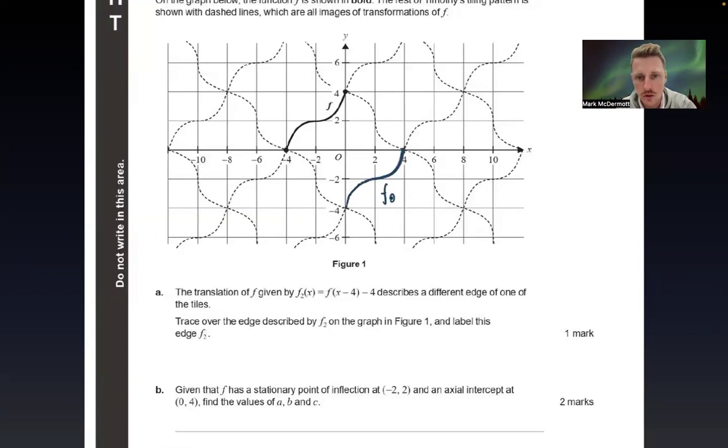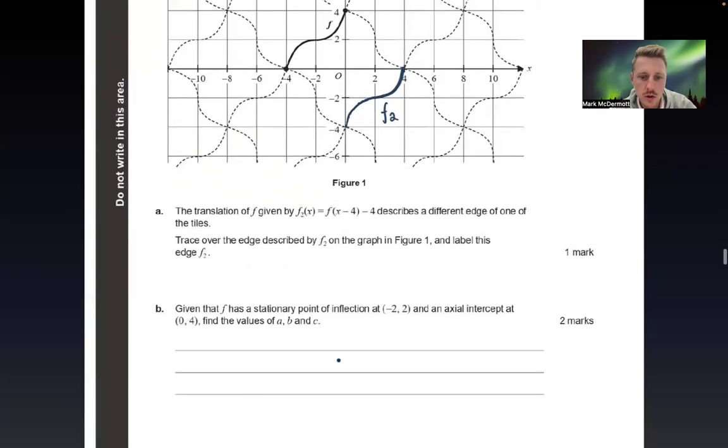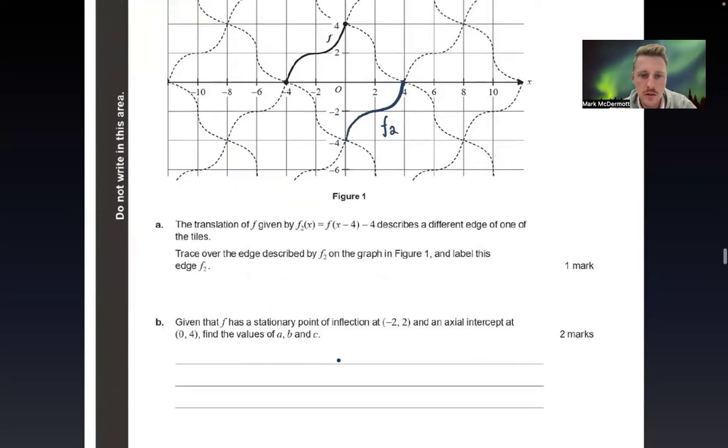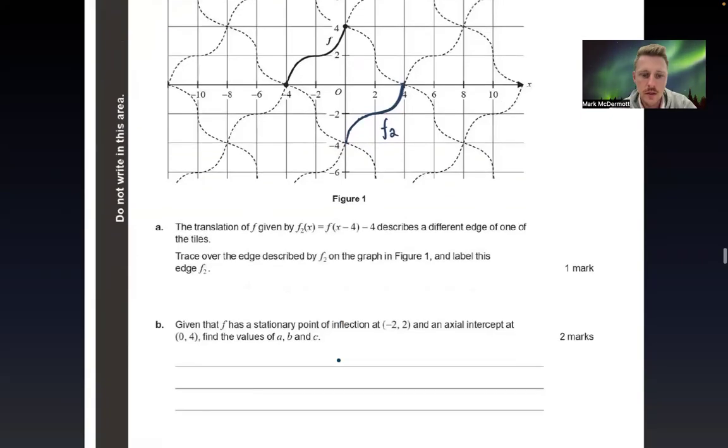So that's f of 2. It said label it. Given that f has a stationary point of inflection at -2, 2 and an axial intercept at 0, 4, find the values of a, b, and c. Okay, so it has a stationary point of inflection, so it has this graph, right?